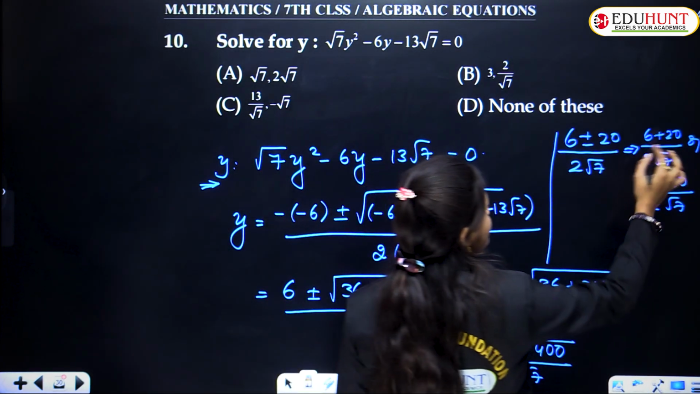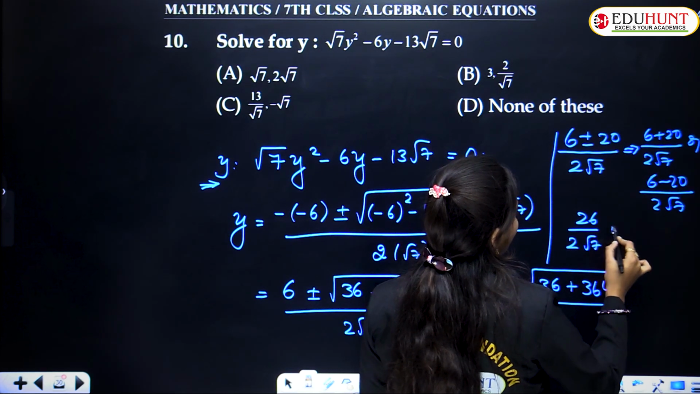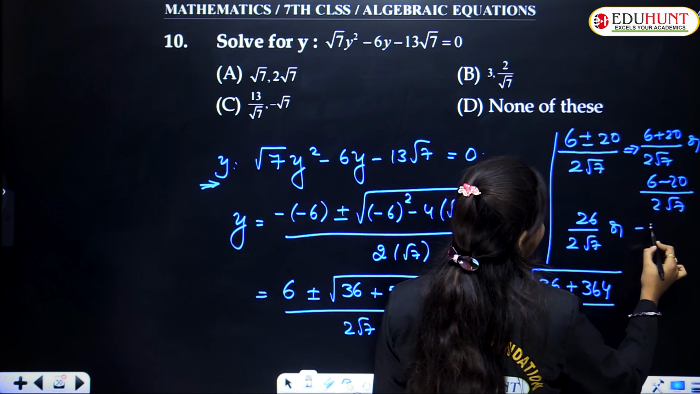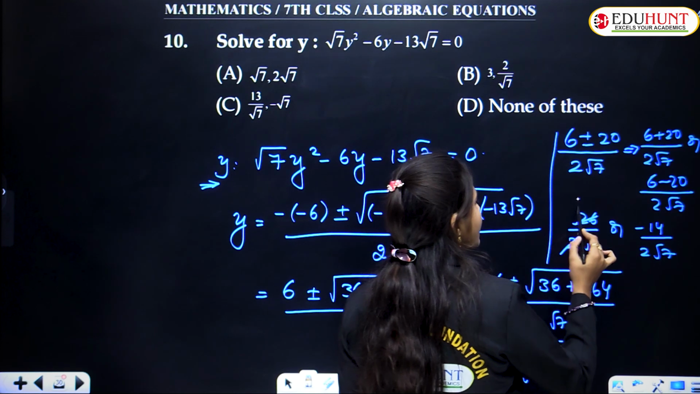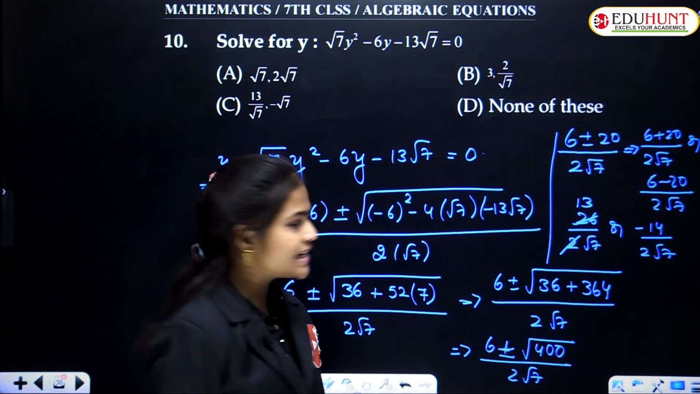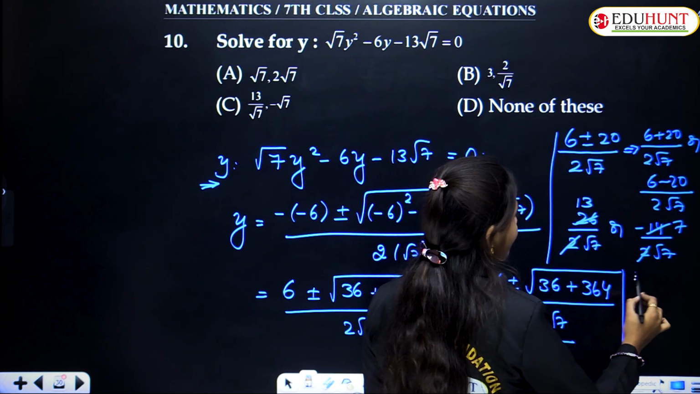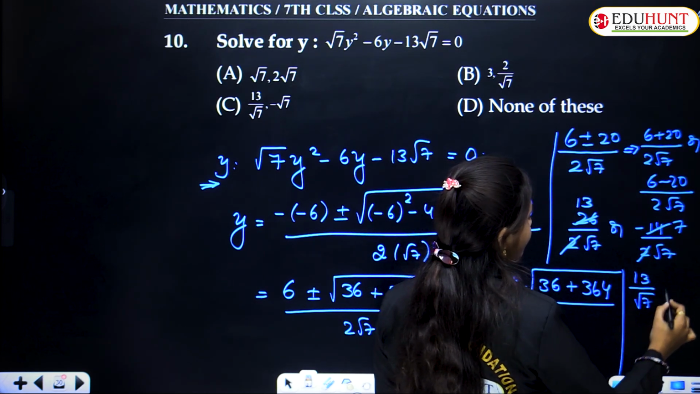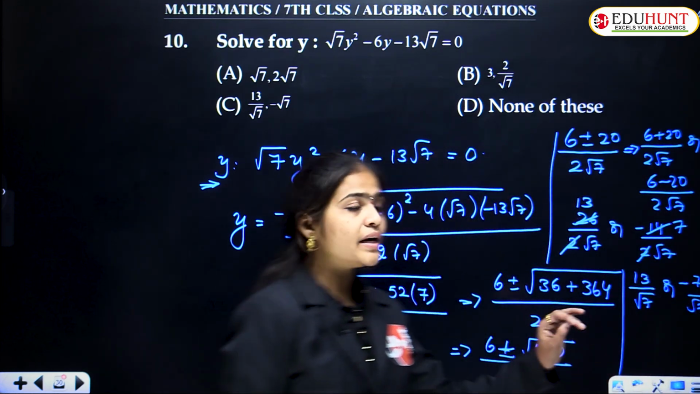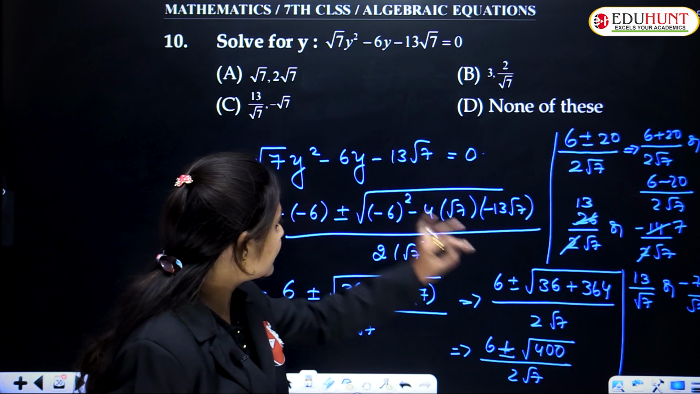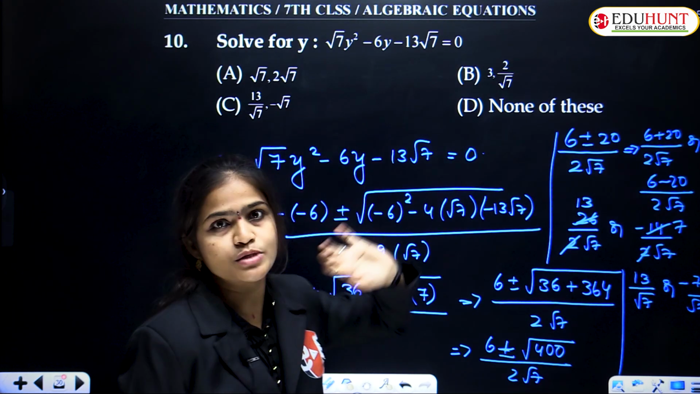So from this one, 6 plus 20, that is 26 by 2 root 7, or 6 minus 20, which is equal to minus 14 by 2 root 7. Okay. So 2 cancels here, 13s, 2 13s are 26, and here 2 7s are 14. Still we are having 13 by root 7 or minus 7 by root 7. This is the answer, but in the options, this answer they didn't give directly. So directly 13 by root 7 is given, but the other one is in terms of root 7.